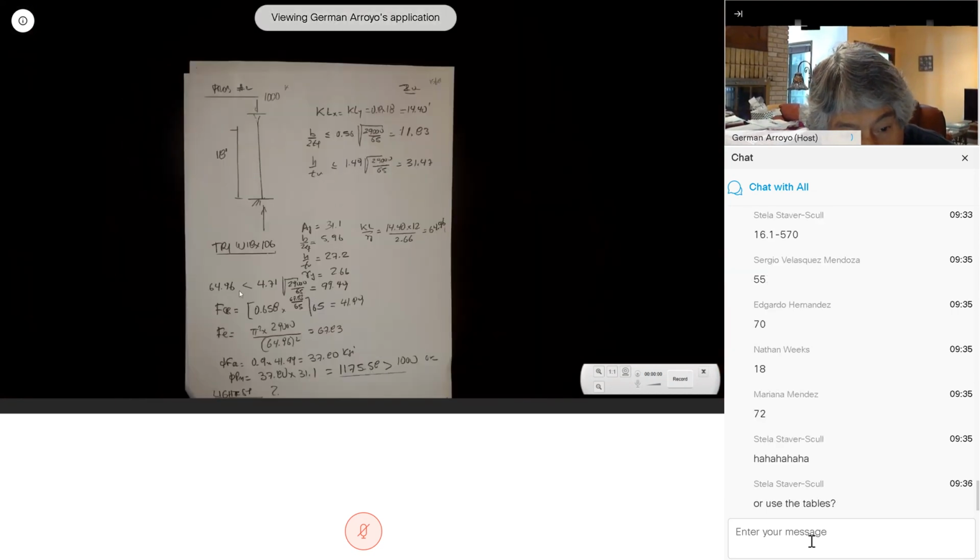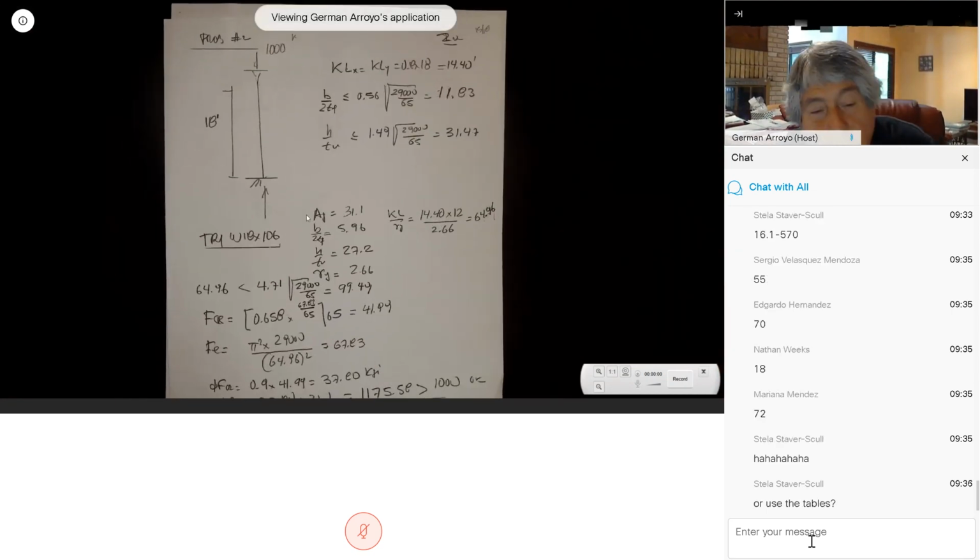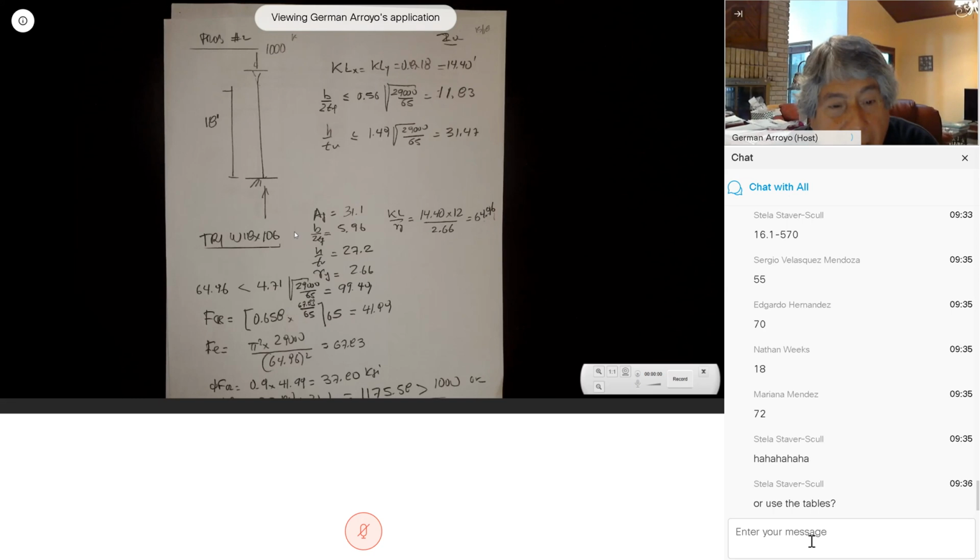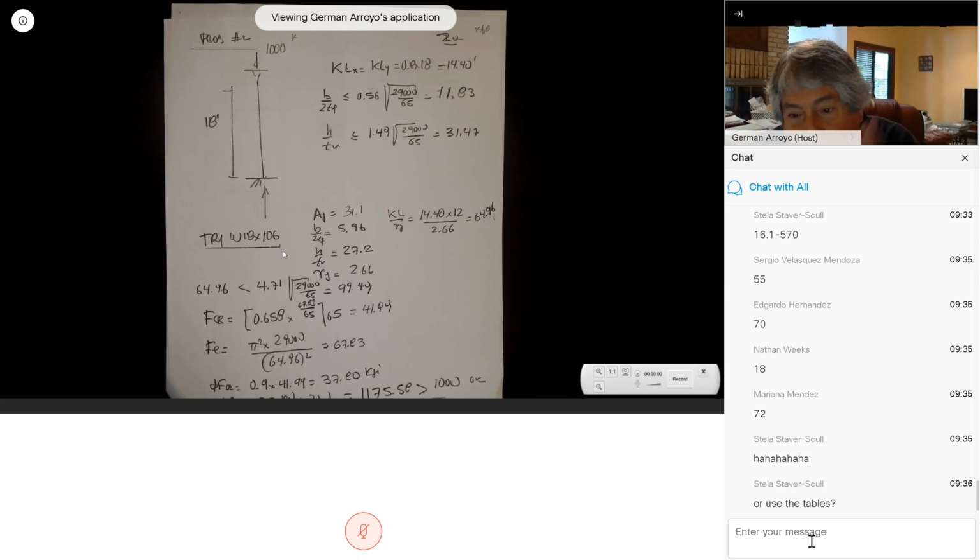I decided to use W18 by 106 because my grandfather lived to be 106 years old. That's the only reason, right? But the point is that you select any section that you want. So I selected W18 by 106.